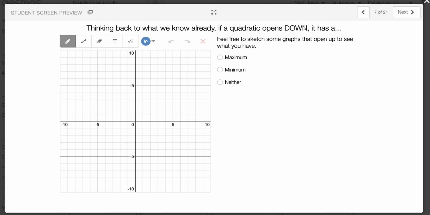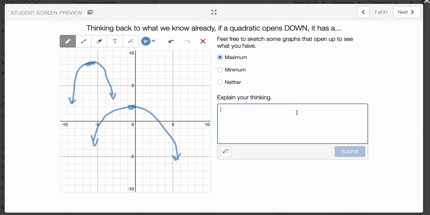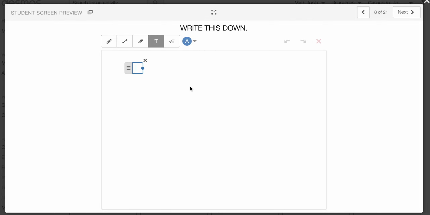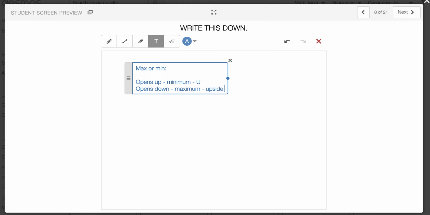Similar to the first question, if we open down now, you can see that all of these are going to have a maximum. We're creating kind of a hill, and our vertex is always going to be at the top. So to determine if we have a max or min: if it opens up, we will have a minimum because it looks like a U. And if it opens down, we have a maximum because it looks like an upside down U.